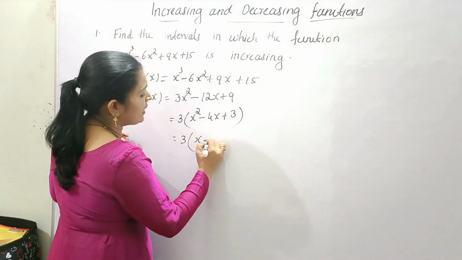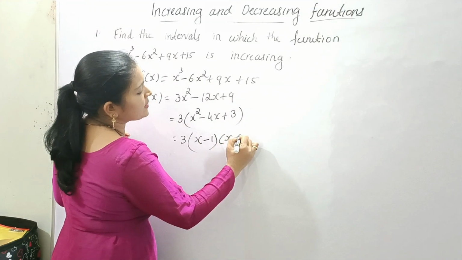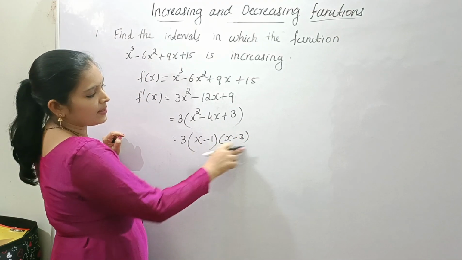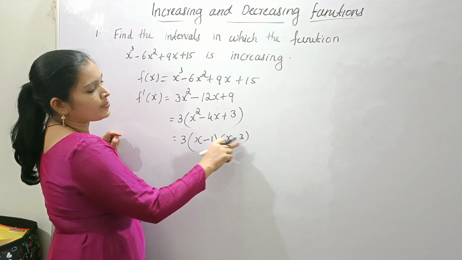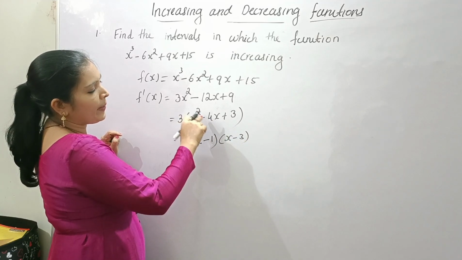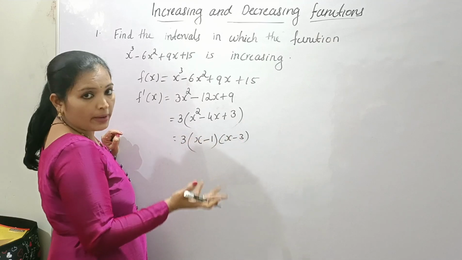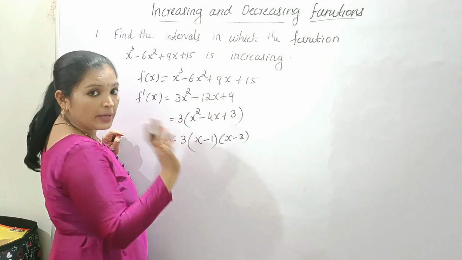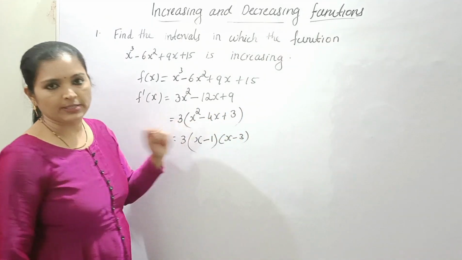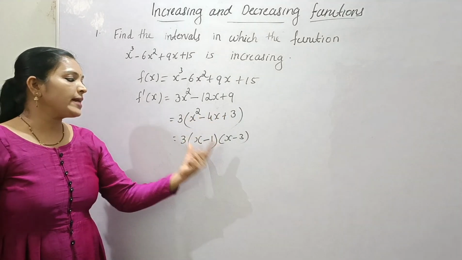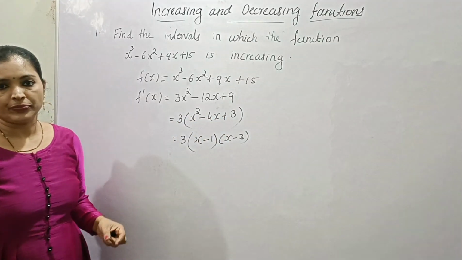So here, (x minus 1) into (x minus 3) is nothing but x square minus 4x plus 3. That is, the addition is minus 1 minus 3, which is minus 4, and the multiplication is plus 3, since minus 1 into minus 3 is plus 3, okay? So this can be written as (x minus 1) into (x minus 3).